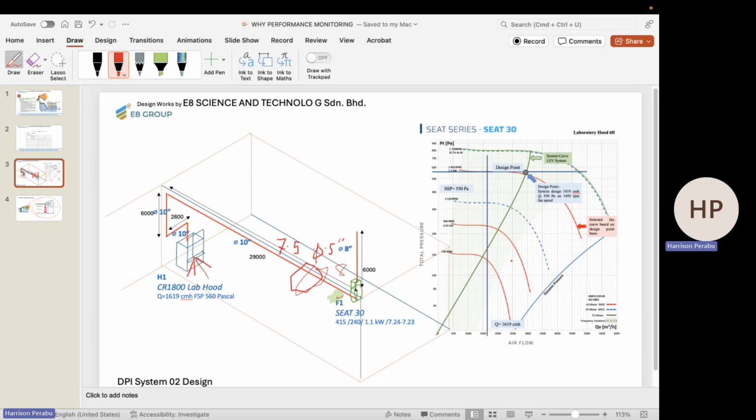Now, why are we doing performance monitoring? You've got to understand, a system is designed to deliver this static pressure, 550. This 550 includes the allowable pressure loss. Every filter has an allowable pressure loss.